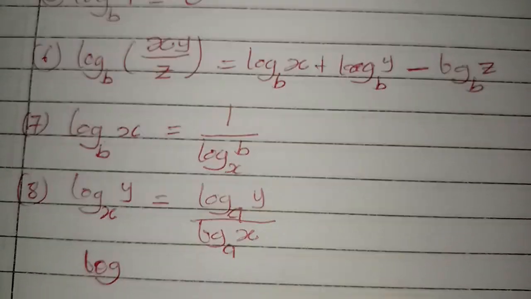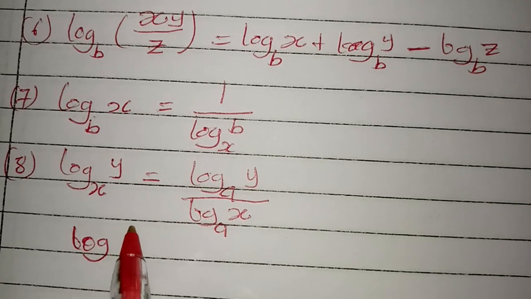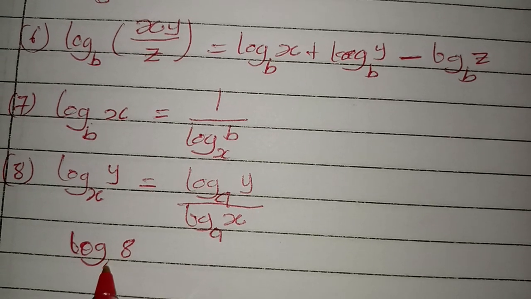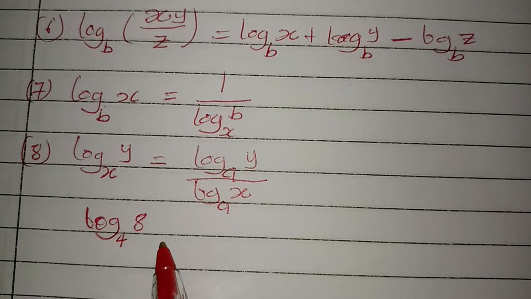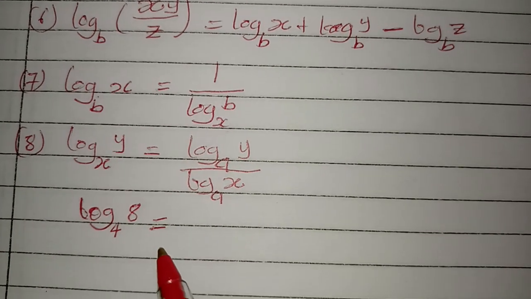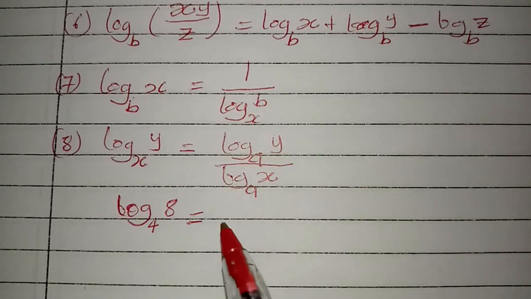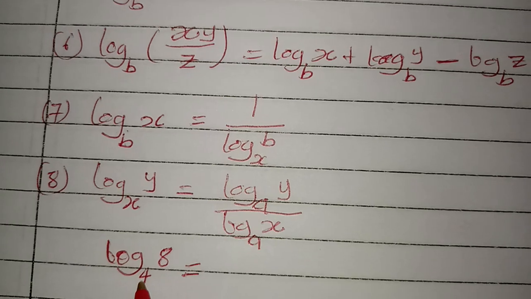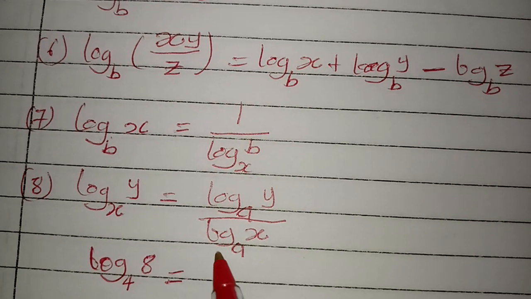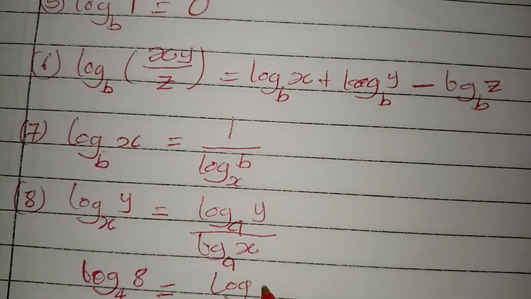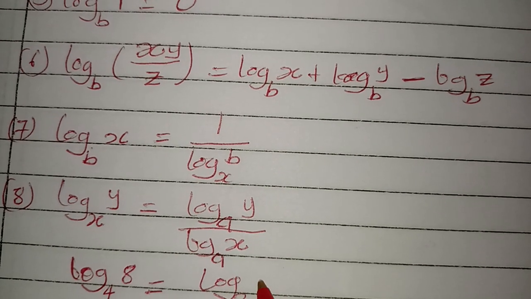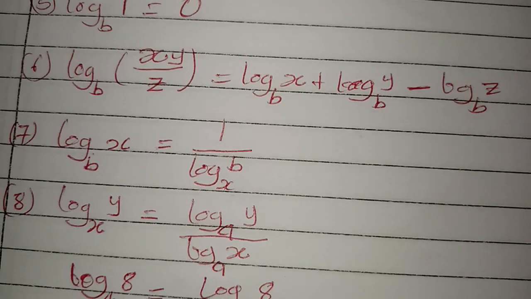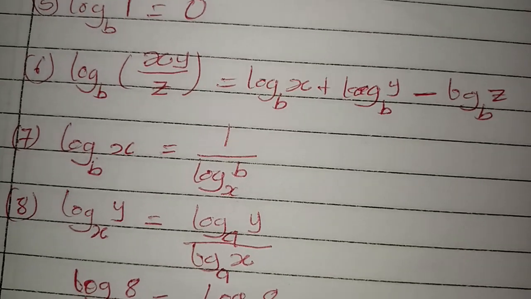So assuming you are using numbers, say we have log 8 to the base what? 4. If you want to change this base, you must get the same base. Are you getting it? So with that, we can decide to change the base to what? Base 2, so that we'll get it in the form of log to the base 2 of 8 divided by log to the base 2 of 4.